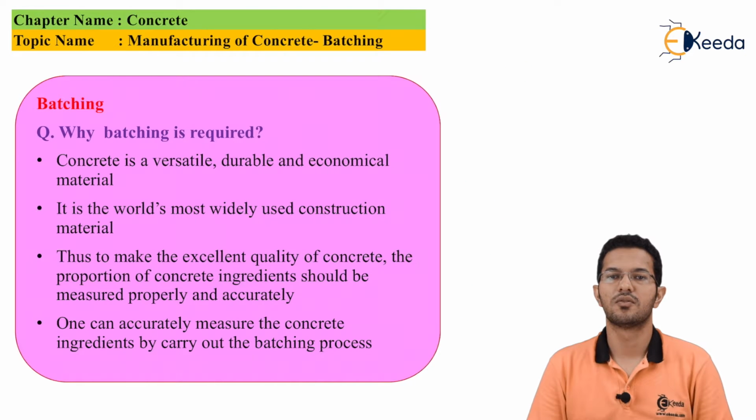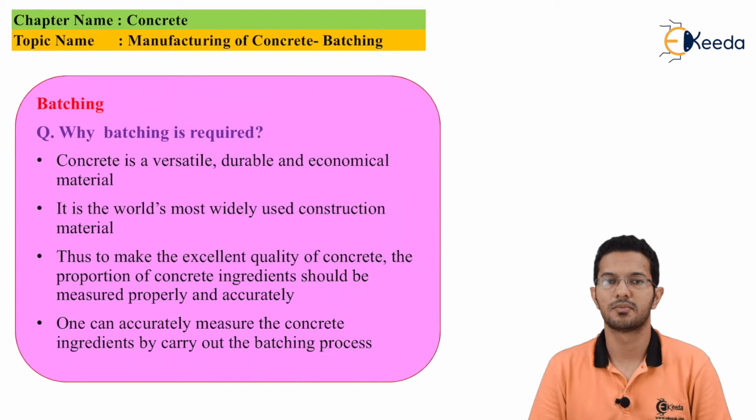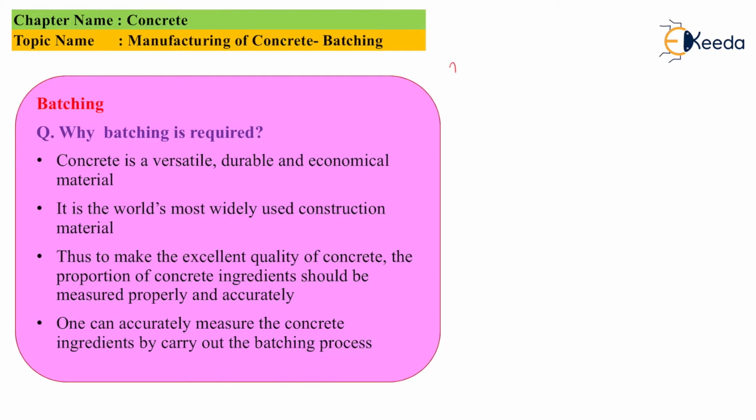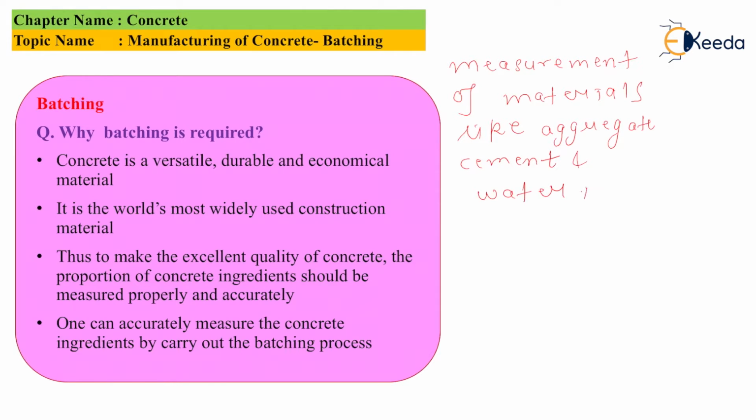So the first step of the manufacturing process is called batching. So the question arises, why is batching required? The measurement of materials like aggregates, cements and water is necessary for preparing different grades of concrete, which is called batching. It is a main thing for concrete manufacturing process.